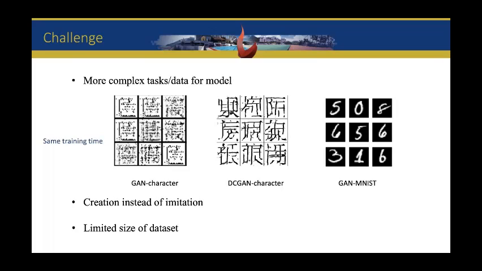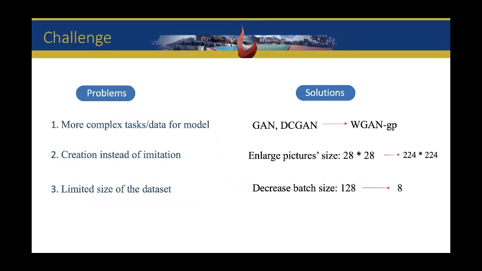The second problem is that we need to create new Chinese characters instead of imitating existing characters. What's more, due to the limited number of existing Chinese characters, the training set of our algorithm is relatively small and can't be augmented. Aiming at the challenges mentioned above, we come up with the following solutions. Firstly, use WGAN with gradient penalty instead of traditional GAN and DC-GAN. My teammates will explain in more detail later.